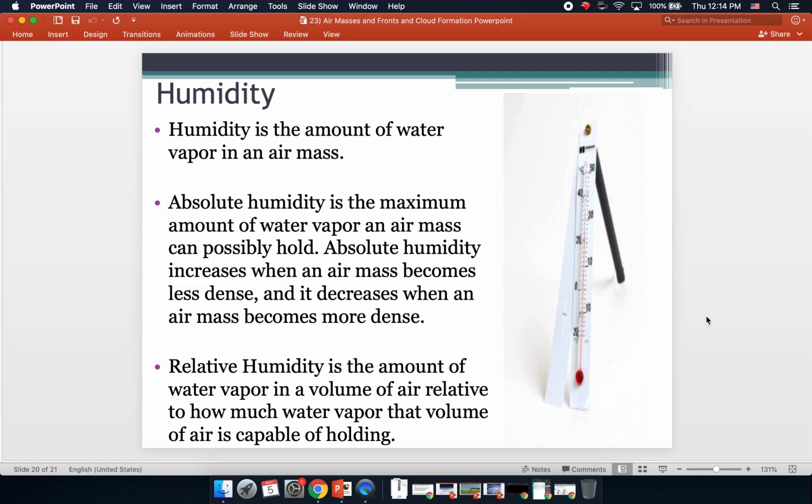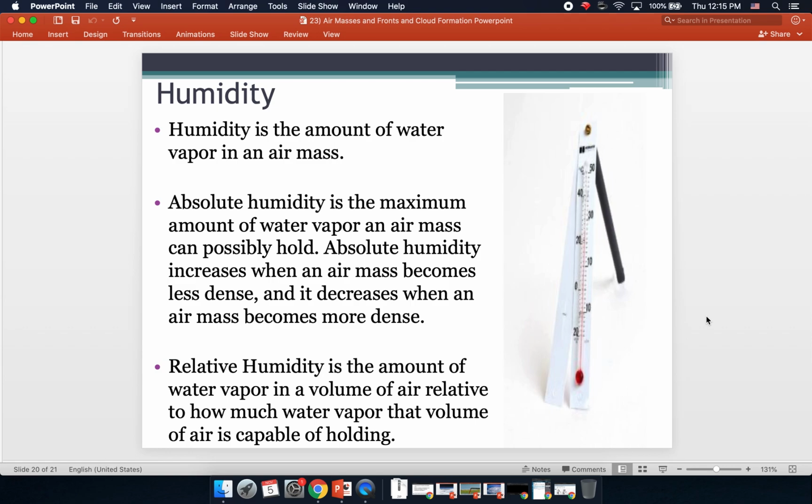Absolute humidity increases when an air mass becomes less dense, and it decreases when an air mass becomes more dense. So in other words, if an air mass becomes warmer, its absolute humidity increases, meaning that it could take on more water than it could before. Because it is warmed, it expands and becomes less dense, so it has more room in there for water vapor to exist. On the other hand, the absolute humidity of an air mass will decrease if that air mass gets cooler, because it will contract and become more dense, and there's less room in there for the water vapor to exist.